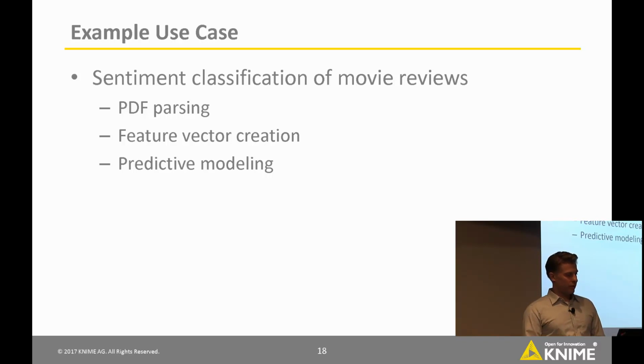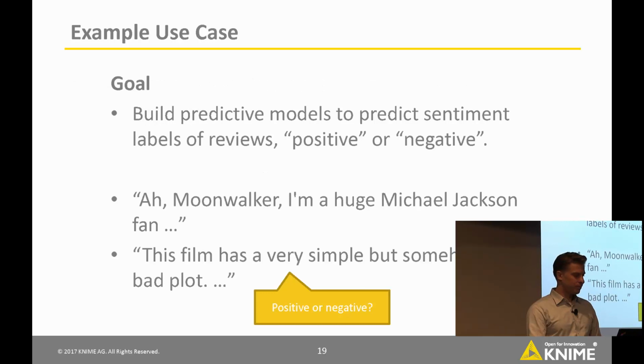First, we parsed some PDF files. Basically, we extracted some text from these PDF files. We created numerical feature vectors for these documents, and we used these feature vectors then for predictive modeling later on. I'm going to show you the first two parts, the PDF parsing and the feature vector creation, and Bernd will then talk a little bit about the new analytics features.